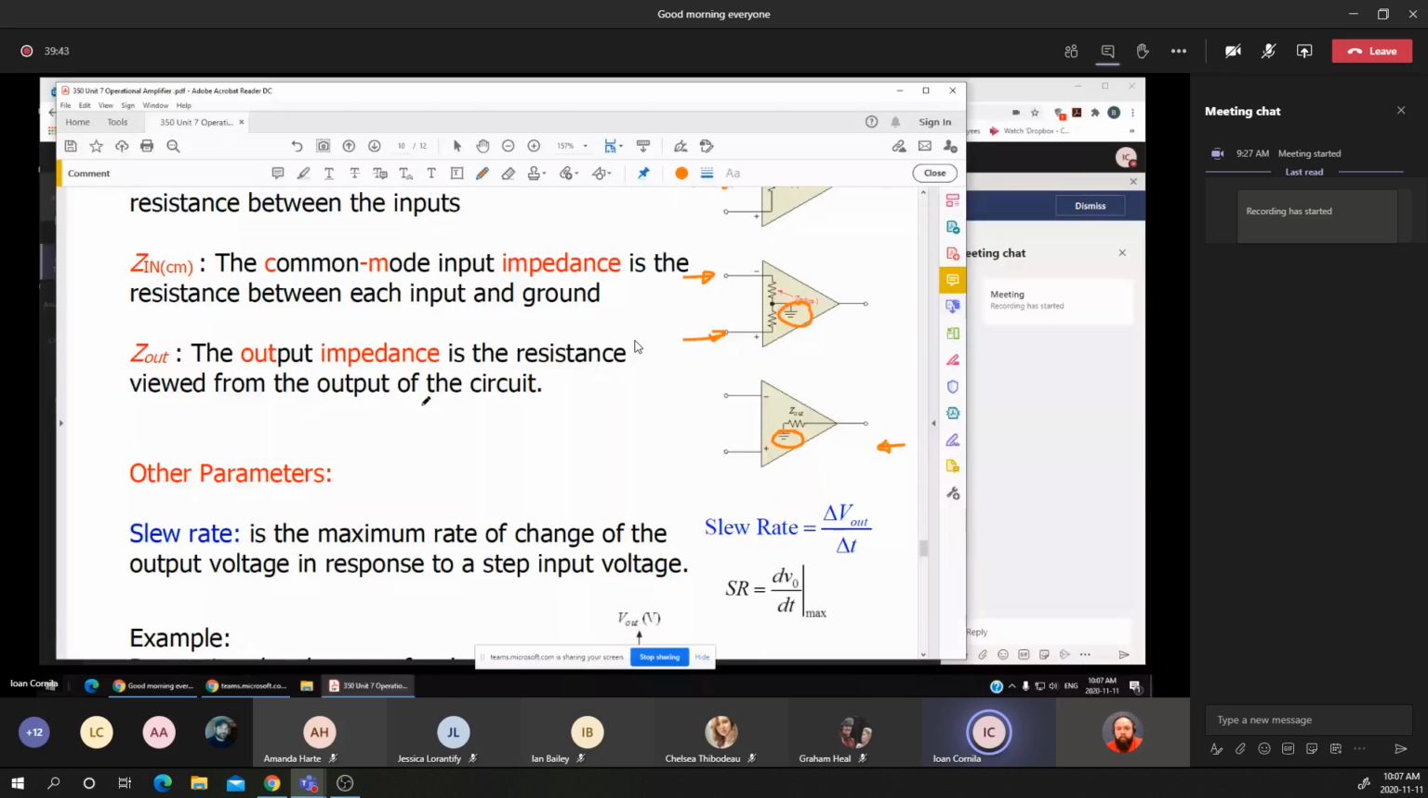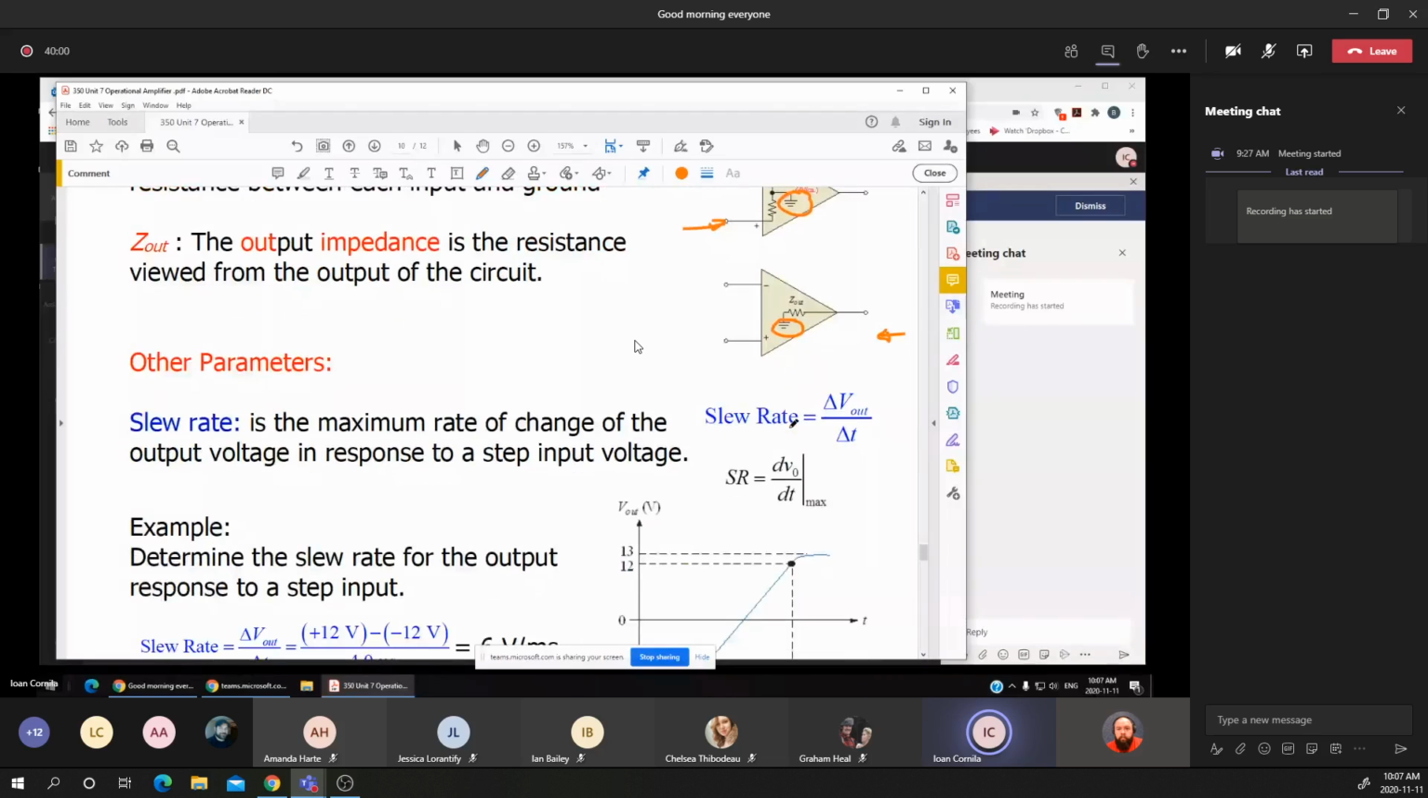Now we discussed some useful or typical values, again for a 741, around 100 ohms for the input impedance.